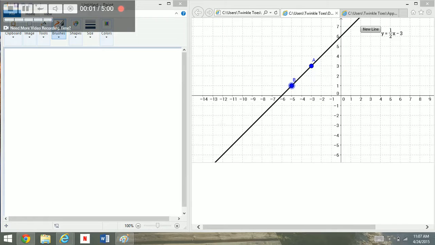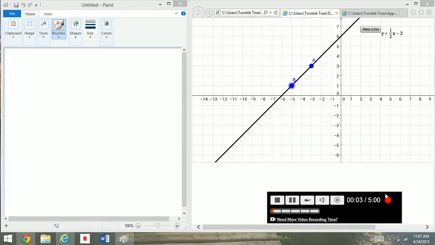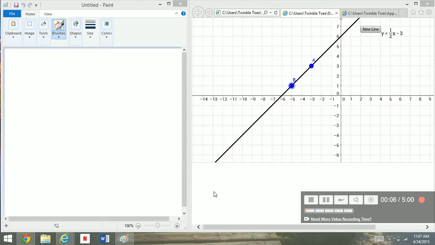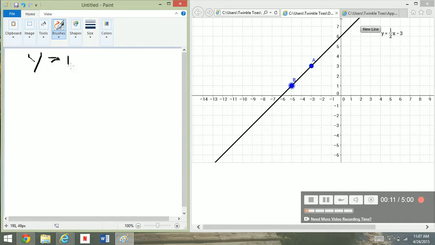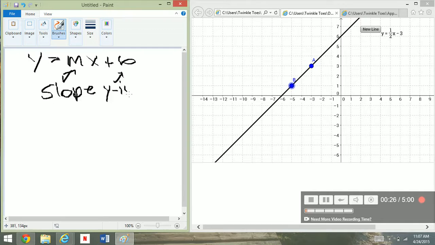Objective today, we're going to graph equations from slope-intercept form. We already reviewed that slope-intercept form is y equals mx plus b, where m is the slope and b is the y-intercept. Okay, so from this equation, we know that we need the slope and the y-intercept.